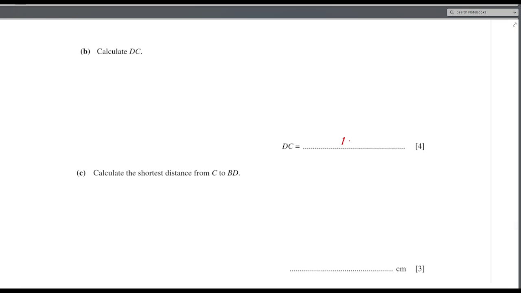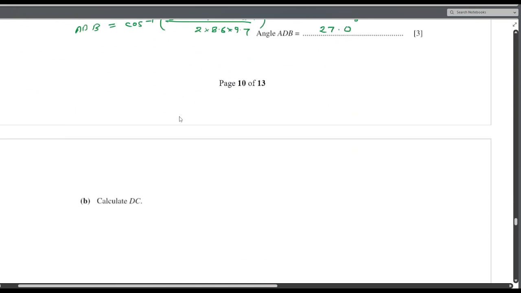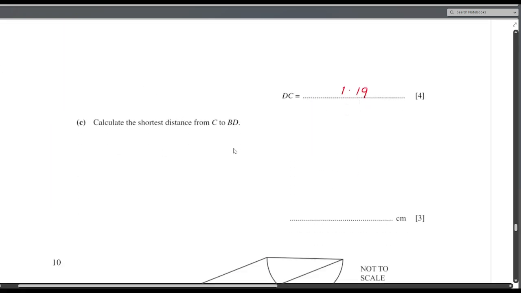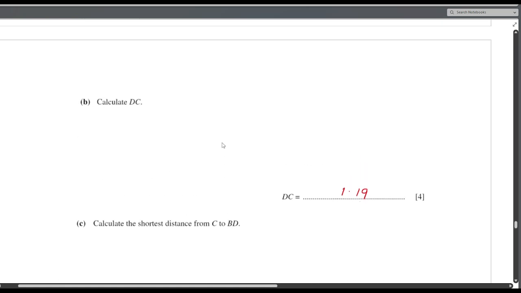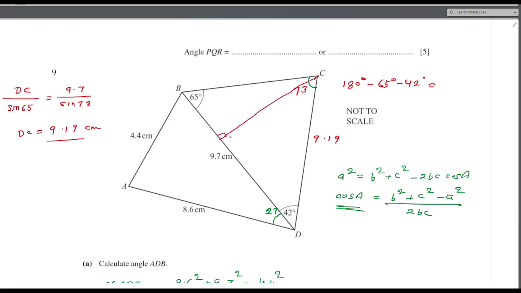Because here you need to find out the angle first and then apply the sine rule. Generally a sine rule or cosine rule question comes for 3 marks. Now calculate the shortest distance from C to BD. Let me write here the length 9.19 and the shortest distance again. This perpendicular distance I need to find out.